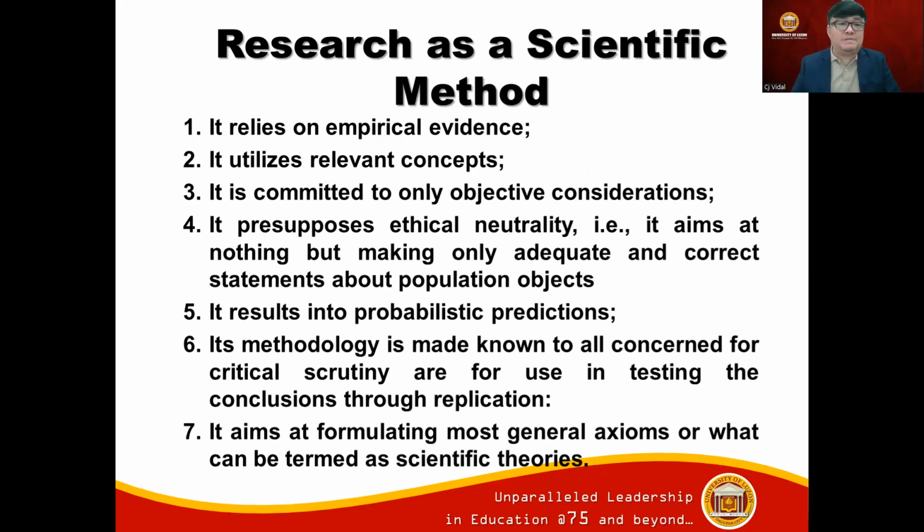So it should be objective. Number four, it presupposes ethical neutrality. That is, it aims at nothing but making only adequate and correct statements about population objects. So it should be free of bias, or as much as possible, put to a minimum any biases, consistent with ethical neutrality. And then it results in probabilistic predictions. When we talk about probabilistic predictions, it will be anchored on certain propositions that can be validated, that can be tested.